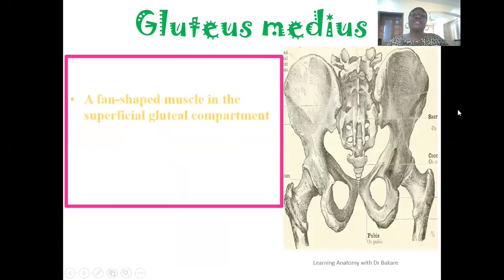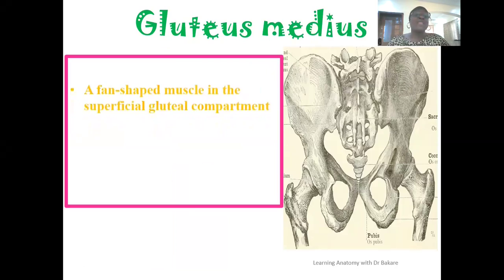The gluteus medius is a fan-shaped muscle that is located within the superficial compartment of the gluteal space. If you remember our lecture on the gluteal region, we said that the muscular component of the gluteal region is subdivided into two compartments. We have the superficial compartment and also the deep compartment. We said that the deep compartment is deeply embedded within the gluteal space, just as the name implies, while the superficial compartment is seen to be overlying the deep compartment, and this group of muscles is superficially placed.